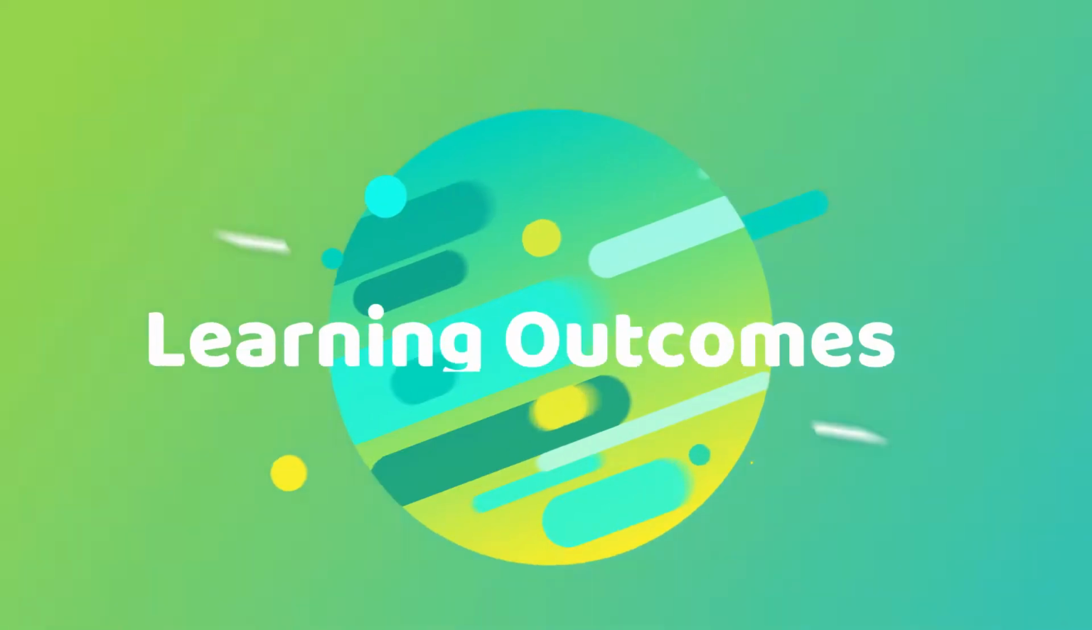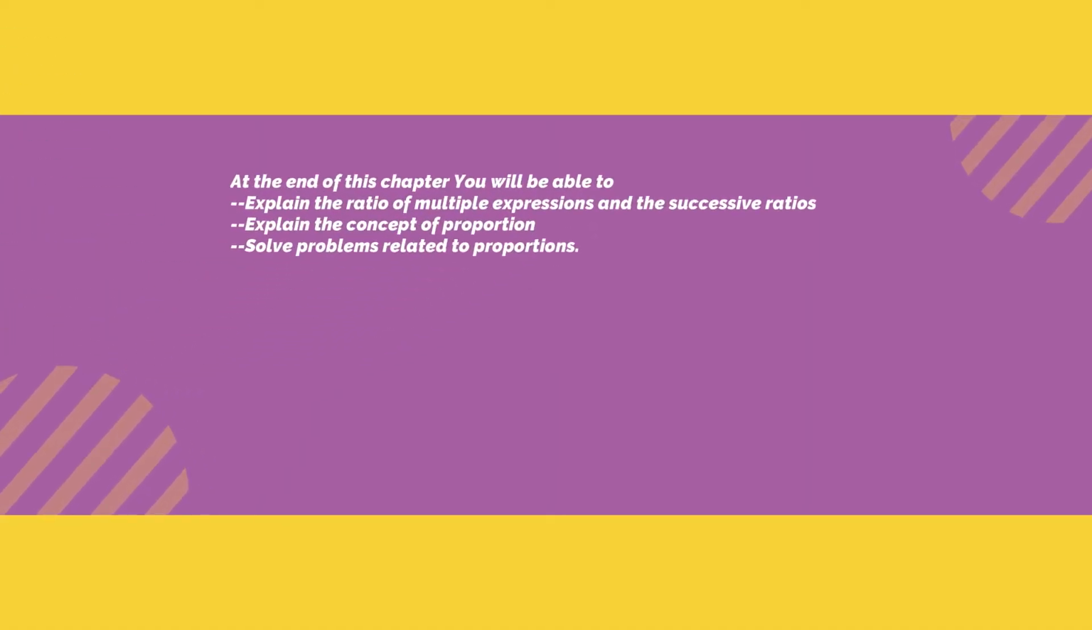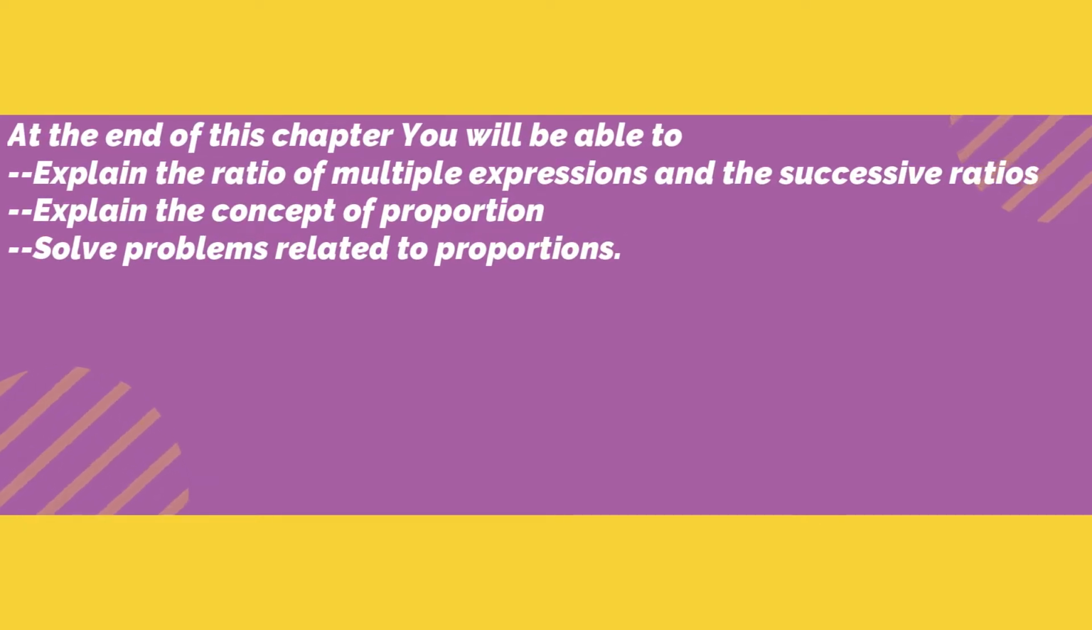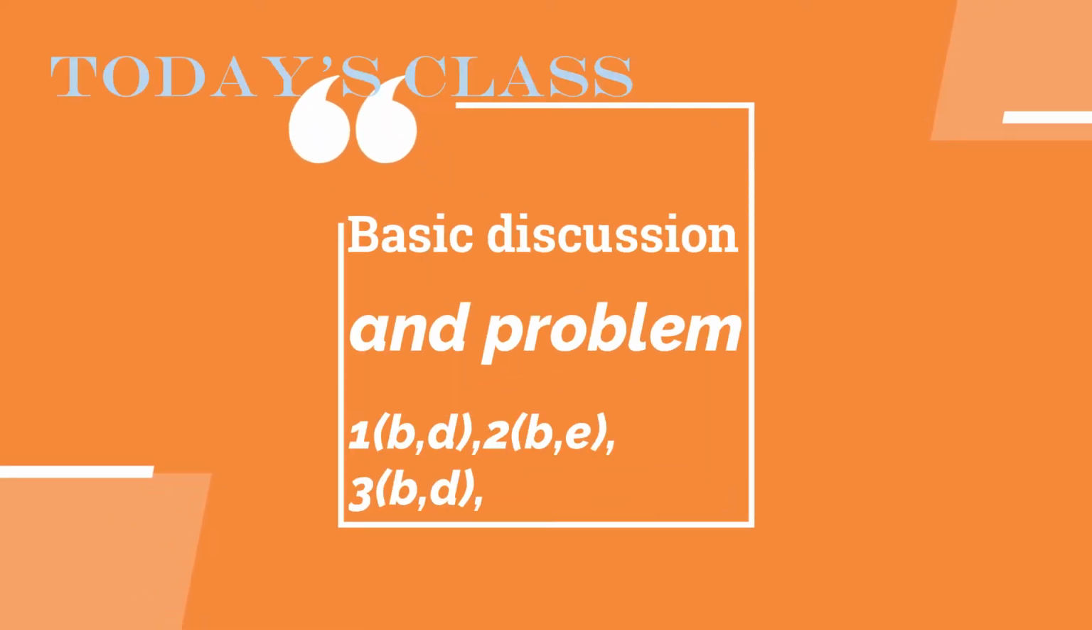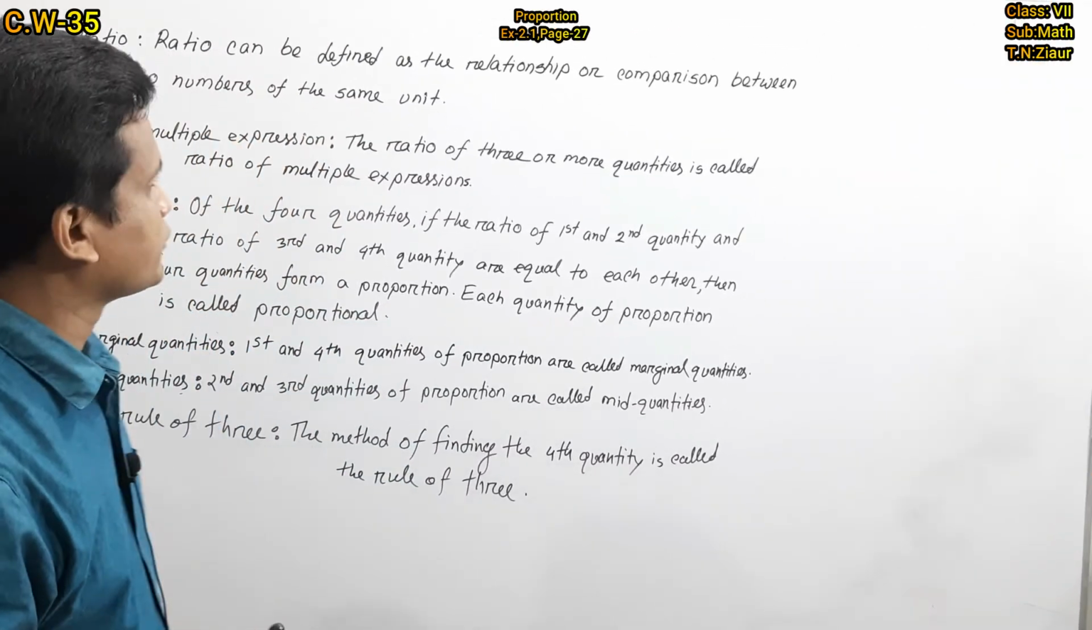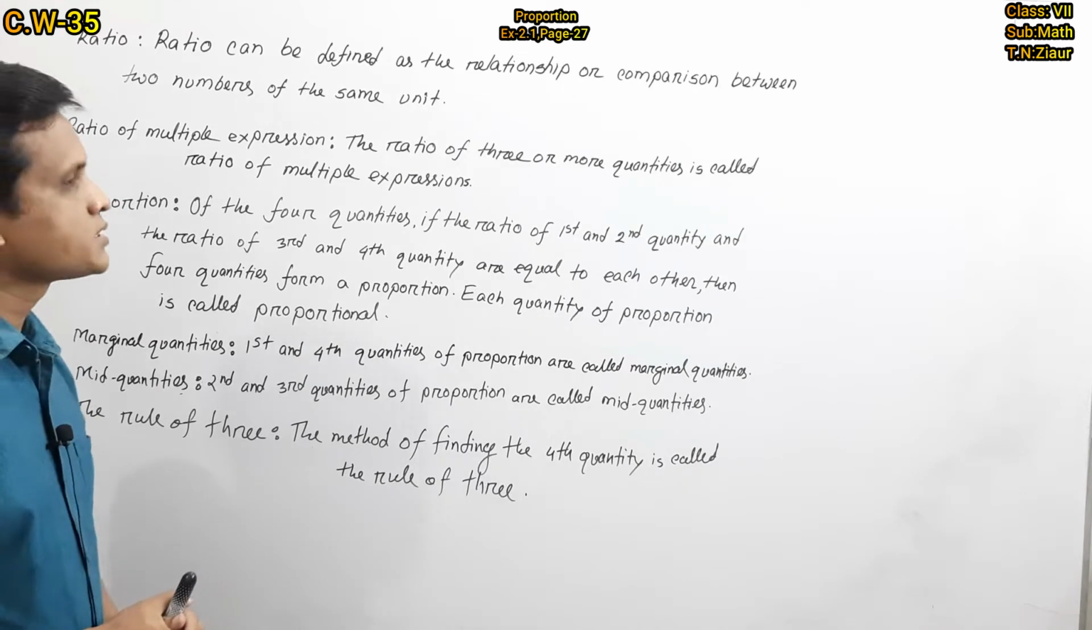Okay, let's start. At the end of this chapter, you will be able to explain the ratio of multiple expression and successive ratio, explain the concept of proportion, and solve problems related to proportion. So my dear students, today's CW number is 35, and first we will discuss the basic concepts and some problems. Now I will discuss the definition first. Here I have written some definitions.